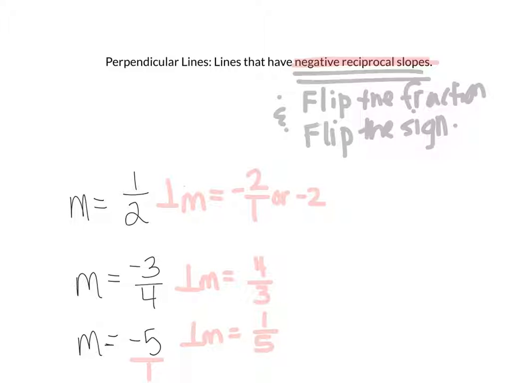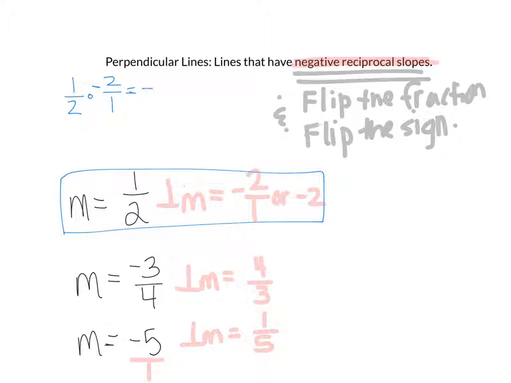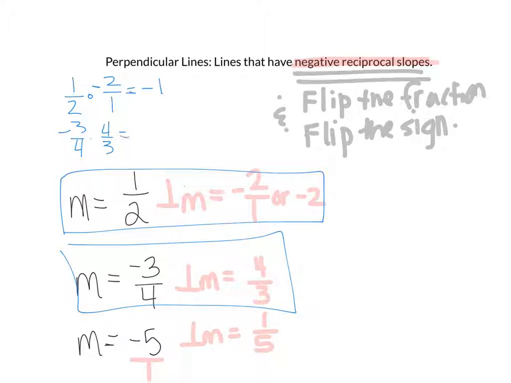And if you want a way to check it, some of you are at that advanced stage of checking everything now, if you actually multiply 1/2, the first slope, times -2/1, you'll get -1. And then if you do the next one, -3/4 times 4/3, you'll get -1 because every negative reciprocal multiplies to -1. So if you want a way of checking, the slopes should multiply to -1.